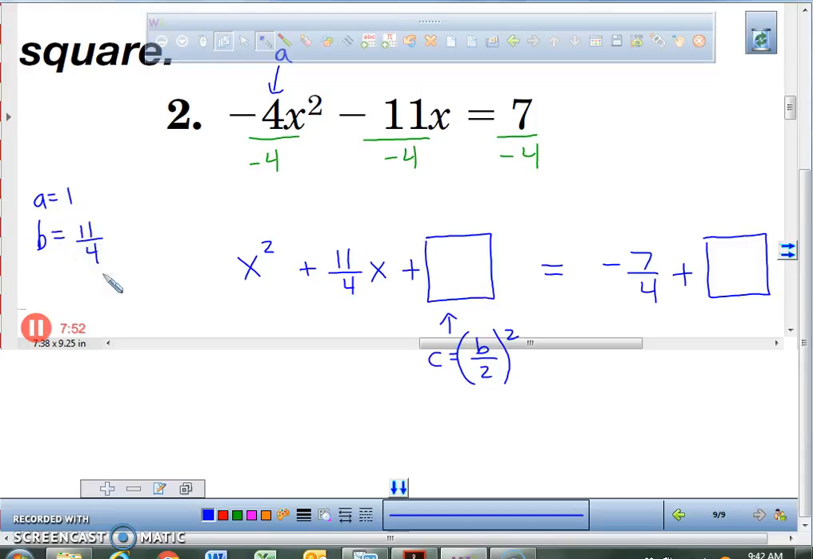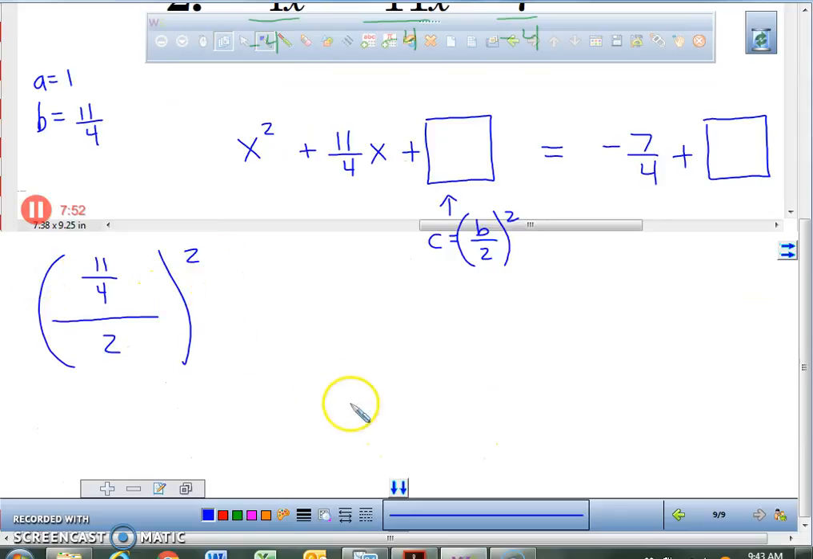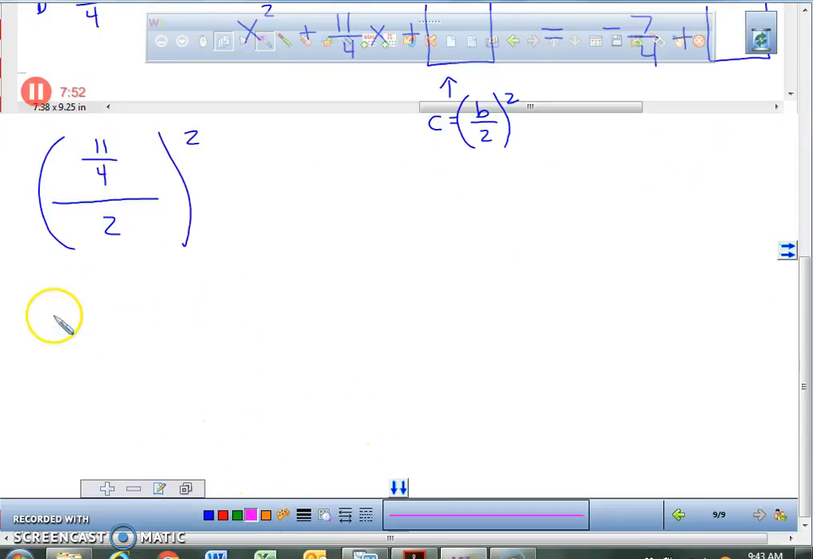11 over 4. I need you to understand, dividing by 2 and multiplying by a half is the exact same thing. So instead of taking 11 over 4 right here and dividing that by 2 and squaring it, I want you to think of it this way. I'd like you to take 11 over 4, multiply it by a half, and then we're going to square it. So in your journal, write this right here. We're taking 11/4, we're going to multiply it by a half, and then we're going to square it.